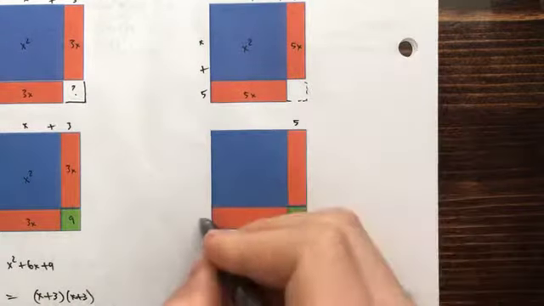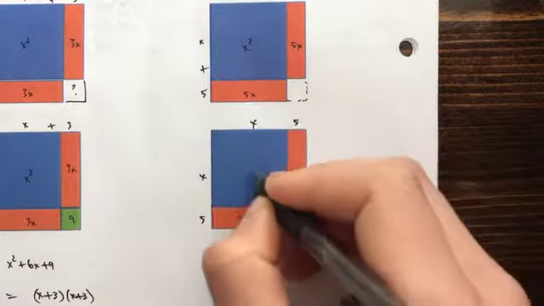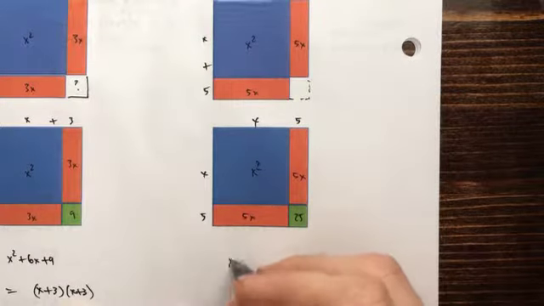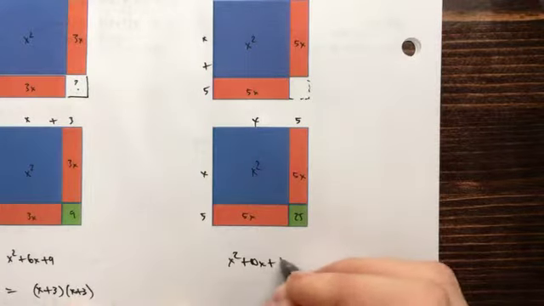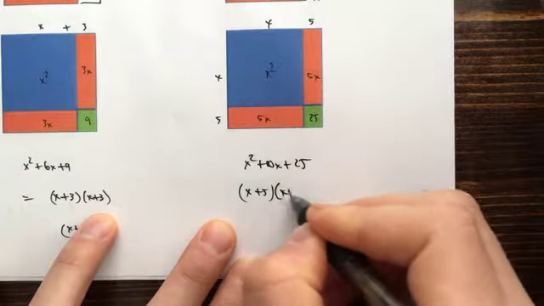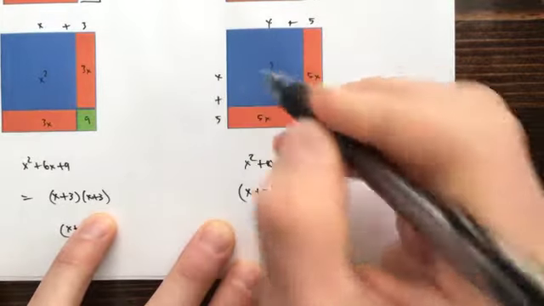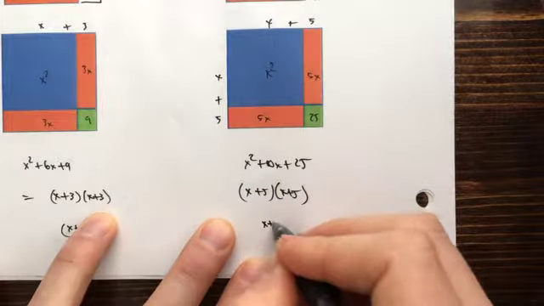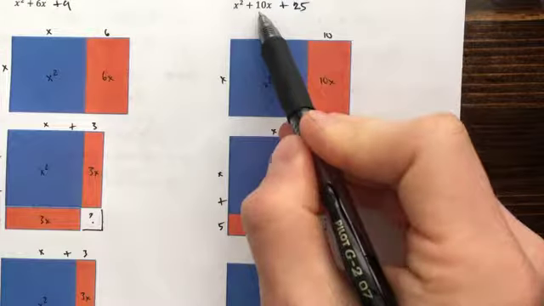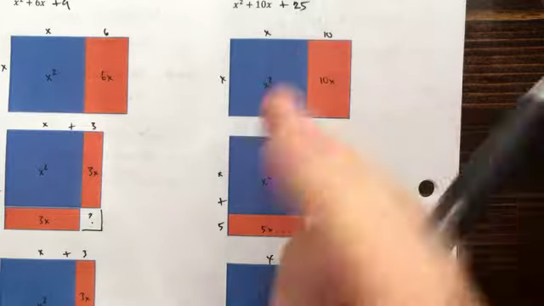Well, if this is 5 and that's 5, then this should be 25. So again, that is x squared plus 10x plus 25. That's x plus 5 times x plus 5, geometrically, length times width, and that's x plus 5 squared. So to complete the square, you take the coefficient of x, divide by 2, square it, and add that.